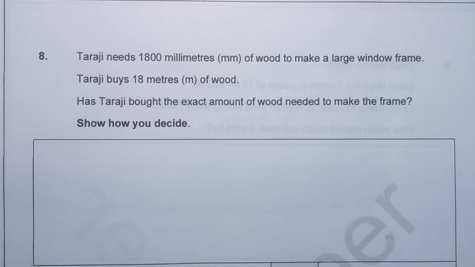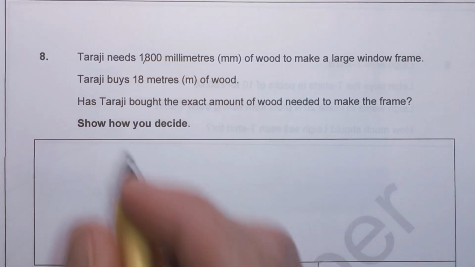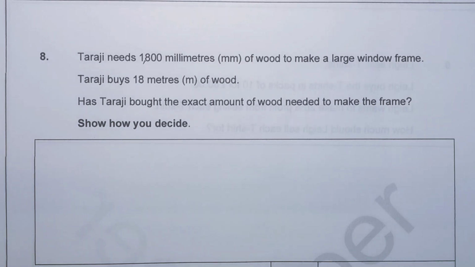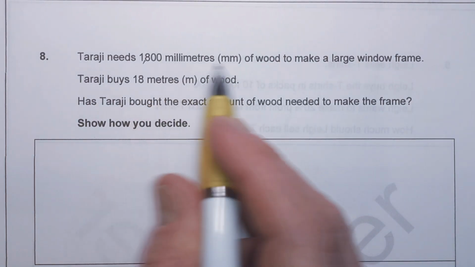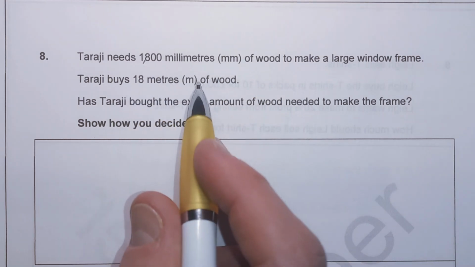Question 8. Taraji needs 1,800 millimeters of wood to make a large window frame. Taraji buys 18 meters of wood. Has Taraji bought the exact amount of wood needed to make the frame?